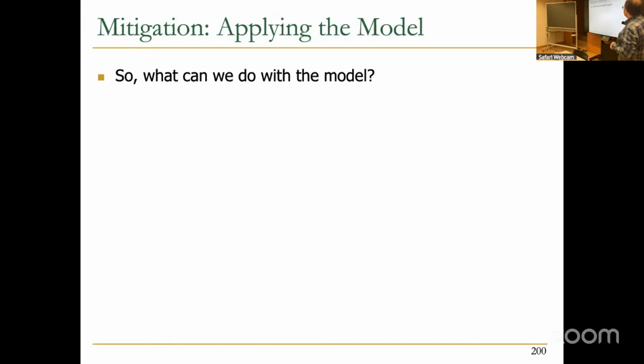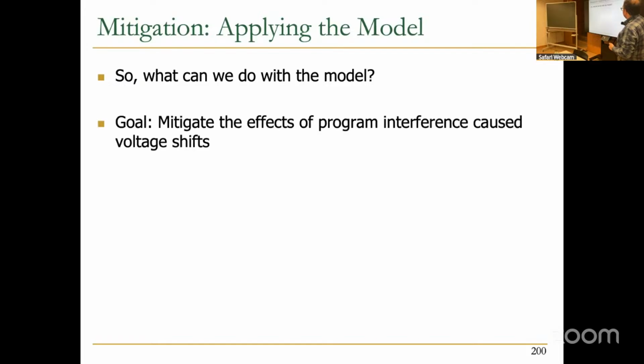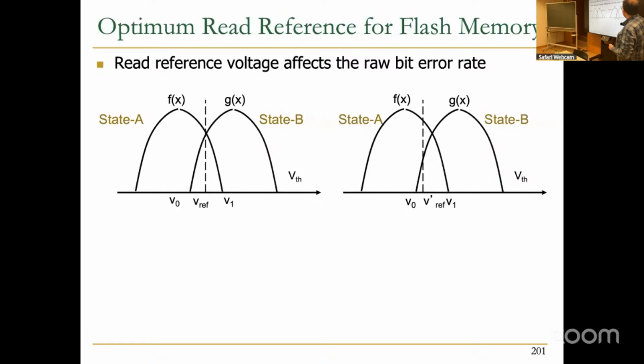So what can we do with the model? The goal is to mitigate the effect of program interference caused by voltage shift. After some shift, when you have some overlap, there is an optimal reference voltage. When you apply that, hopefully you have fewer errors, such that ECC is hopefully able to correct the errors. When we have that kind of a state, setting the reference voltage is easy.